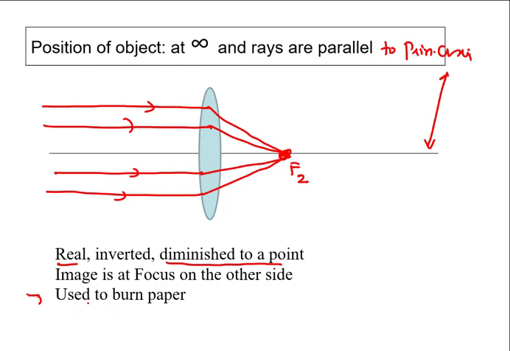As far as use is concerned, it can be used to burn paper. What we can do is that at the focus we can keep a piece of paper, and rays coming from sunlight are focused onto this point by this lens, and they generate so much heat that the paper burns.